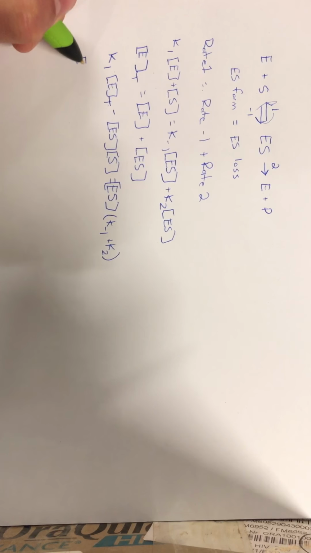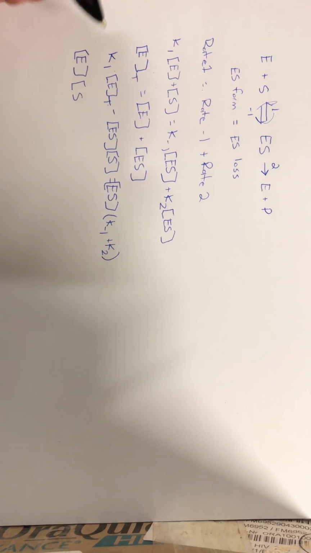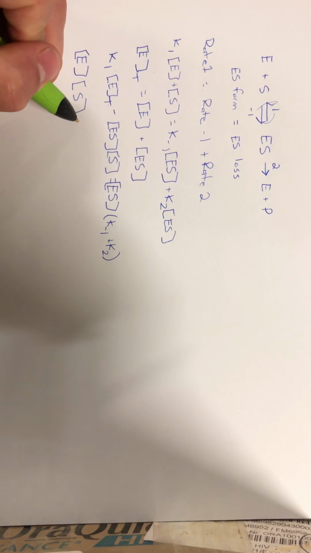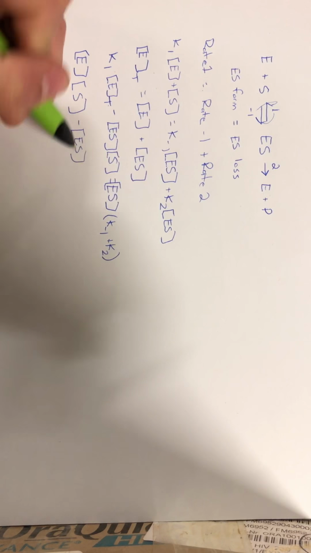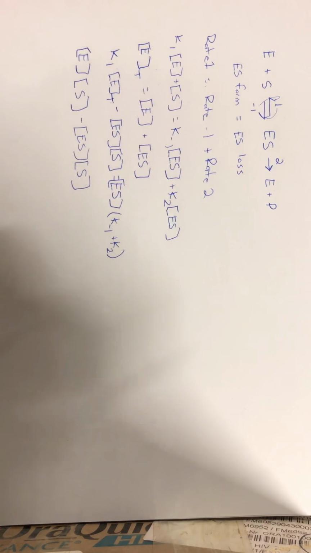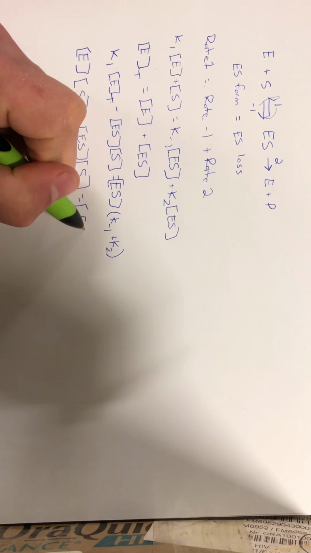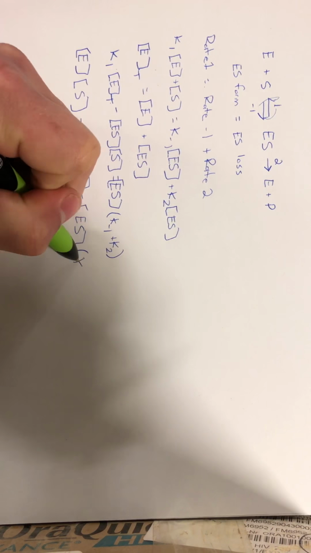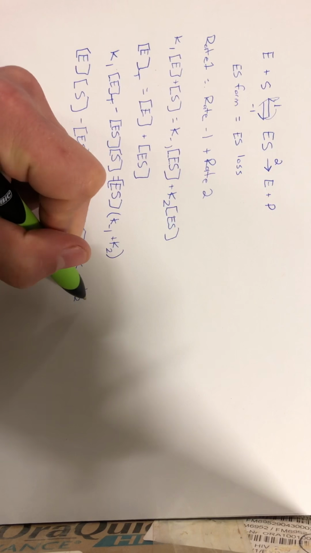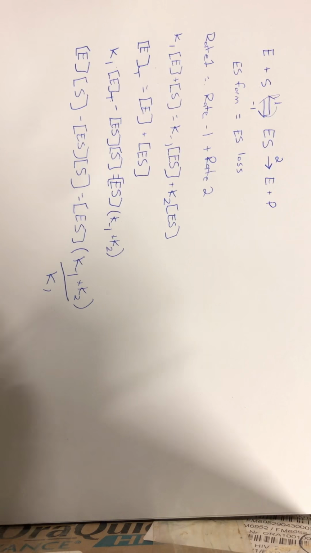So we have our total enzyme times our substrate minus what we have up there above, the enzyme substrate, which is equal to enzyme substrate times K minus 1 plus K2 over rate 1. So this gets us to our single expression.